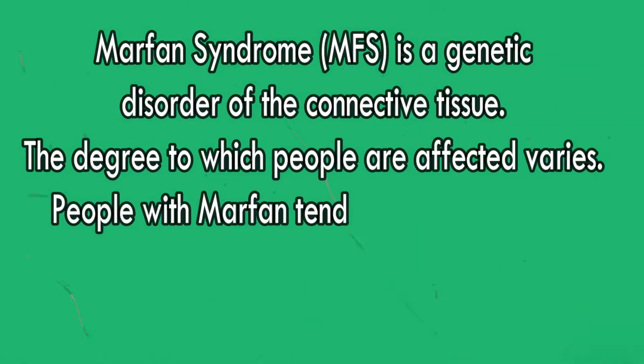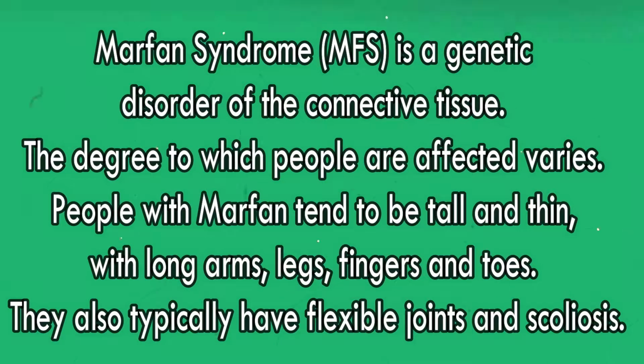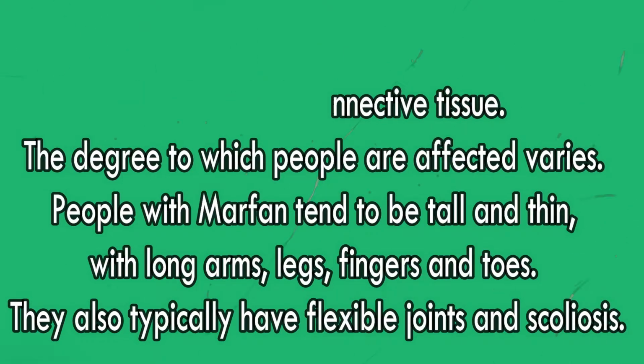Marfan syndrome is a genetic disorder of connective tissue. The degree to which people are affected varies. People with Marfan tend to be tall and thin, with long arms, legs, fingers, and toes. They also typically have flexible joints and scoliosis.